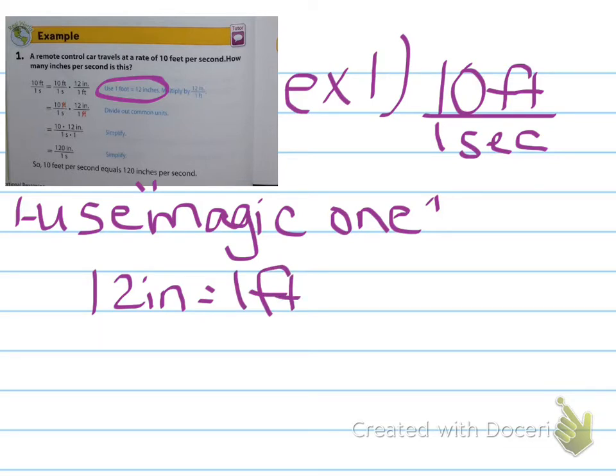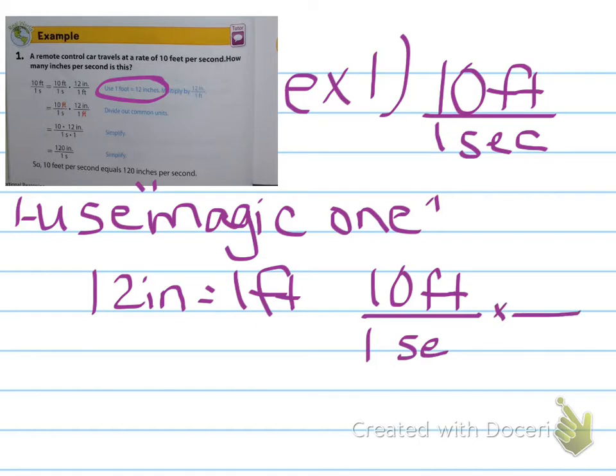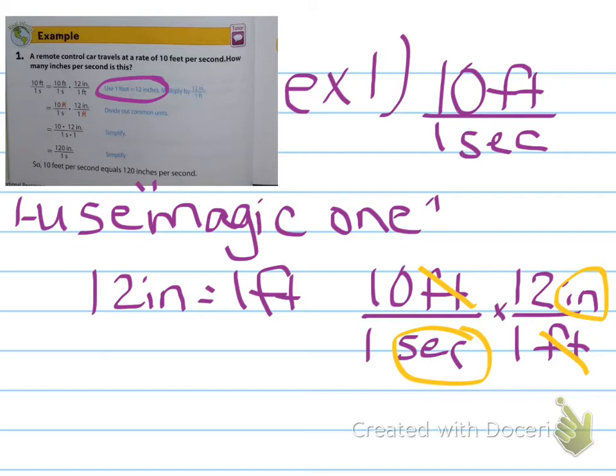Then we set this up so that we can cross-simplify out the common units. So I'm going to make this 10 feet in 1 second times. Now, if you remember, we had talked about making it so that we could cross-simplify the units. That means that in this case, my 12 inches will be on top and my 1 foot will be on the bottom. That way, I can get rid of the feet because they'll cross-simplify out, and I'm left with inches and seconds. So now I'm just going to do my multiplication if there's no other cross-simplifying I can do.